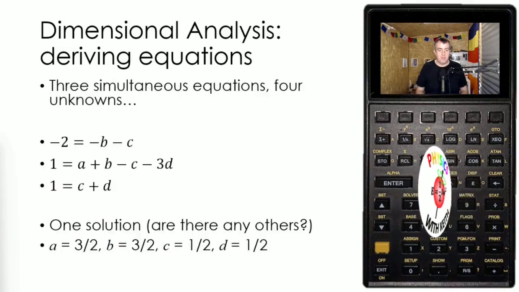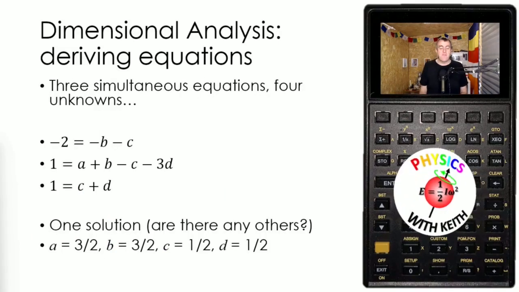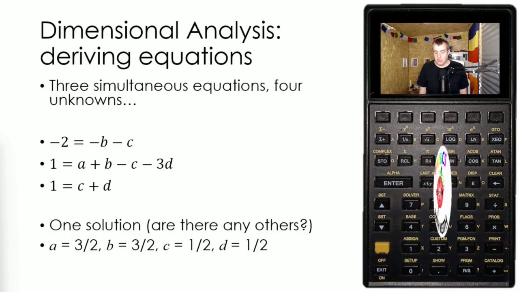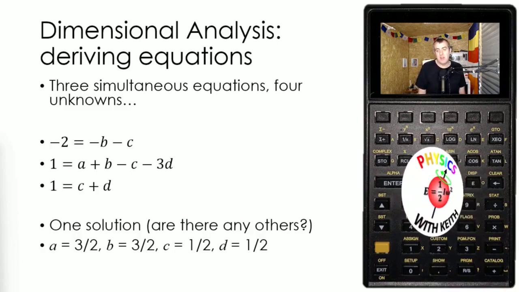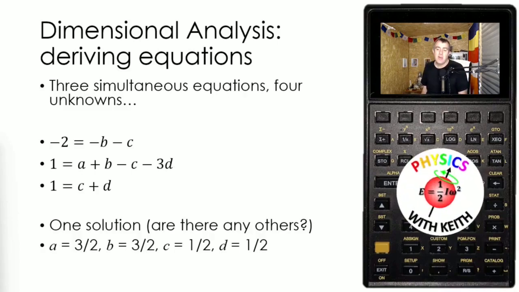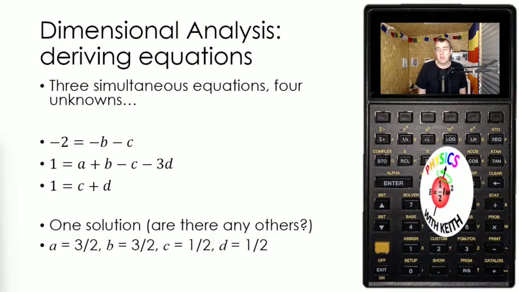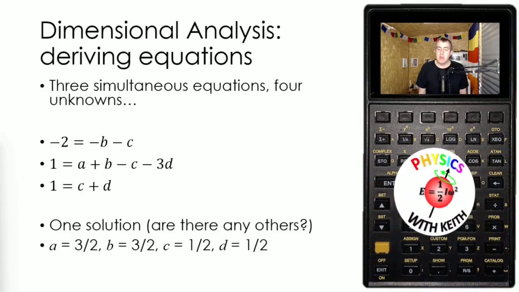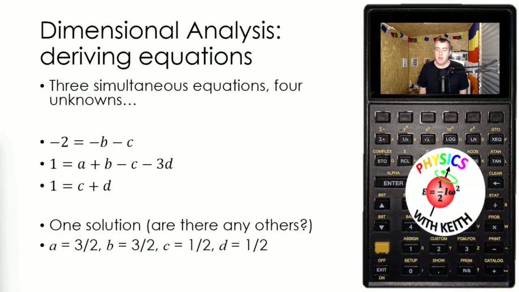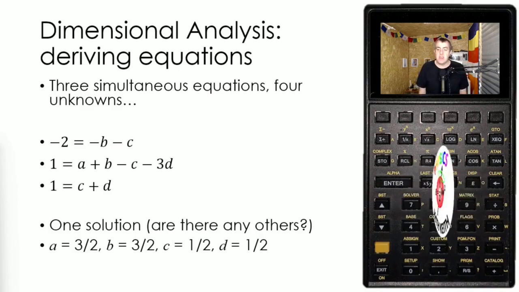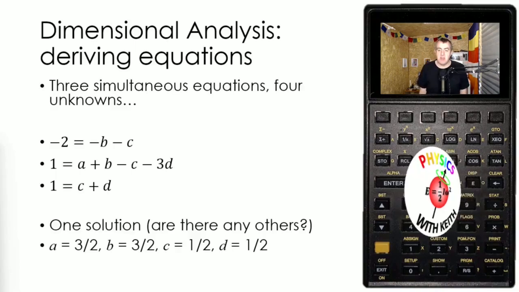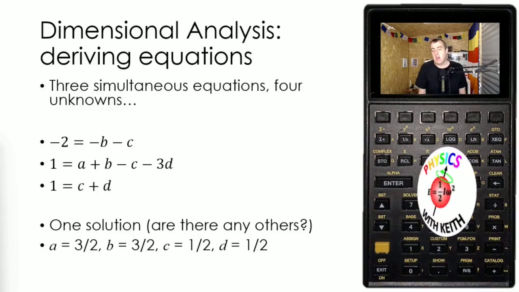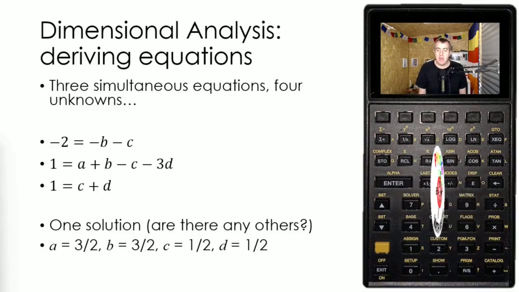Now this is a problem. 3 simultaneous equations, 4 unknowns. But we can find solutions, we just have to do a bit of guesswork. So we could, for example, guess that because -2 equals minus b minus c, maybe B and C add together to make -2, so maybe that's going to be -3/2 minus a half, which is what we have there.